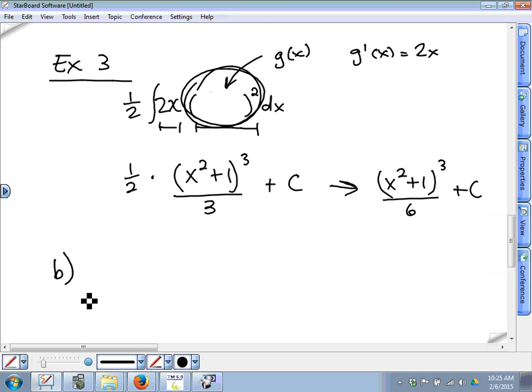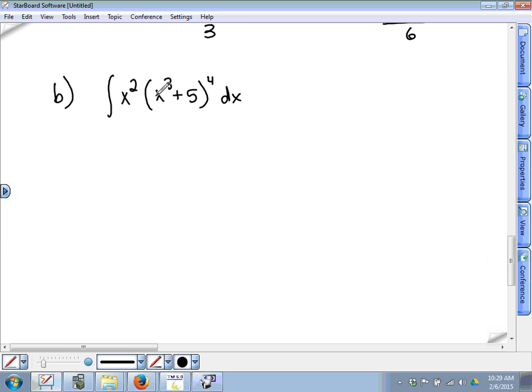Try this one from start to finish all on your own, if you can. We can. See what you can do with that one. Yes. All right. Plus c.